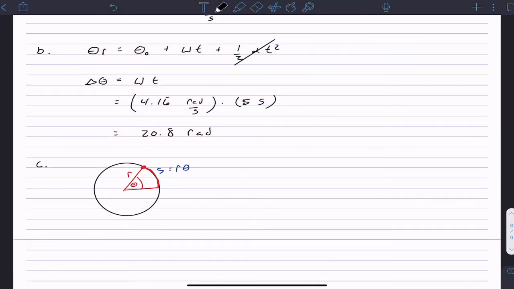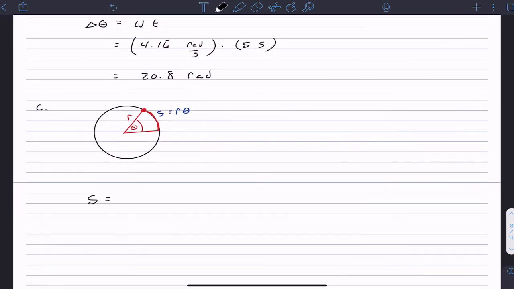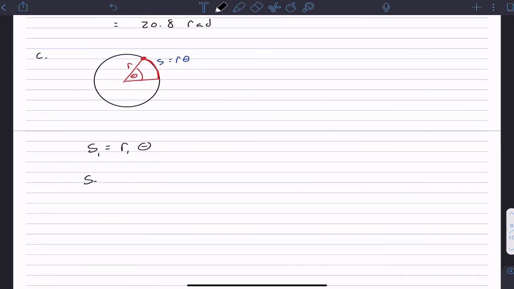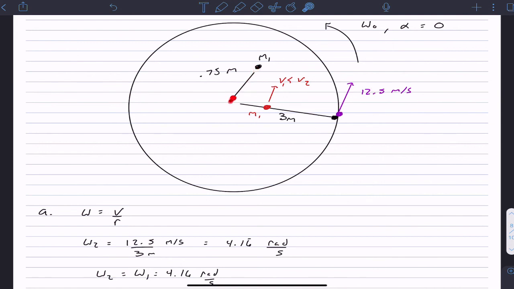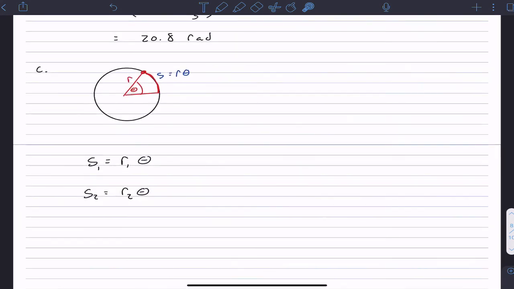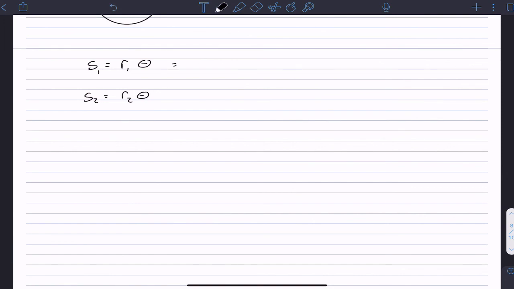So now we can just apply this to both children. Theta is the same for both children. The radius for each child, however, is not the same. By the way, when I say radius, I'm implying the distance from the center for each child, not the total radius of the merry-go-round. 3 meters would be the total radius of the merry-go-round, but this child is sitting at 0.75 meters, so that's important.